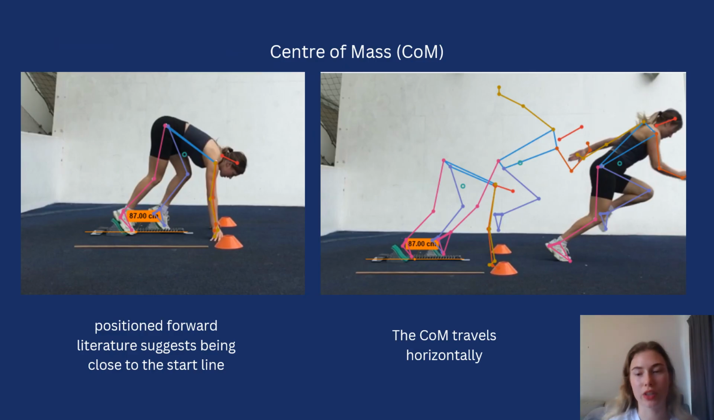When editing the footage in Kinovea, you can see that the position of the athlete is forward, their torso is forward, and their center of mass is somewhat close to the line, but in regards to the literature, it should be closer. And the second image shows that the center of mass is moving relatively horizontally rather than upwards.